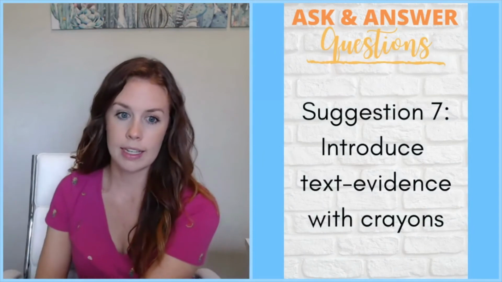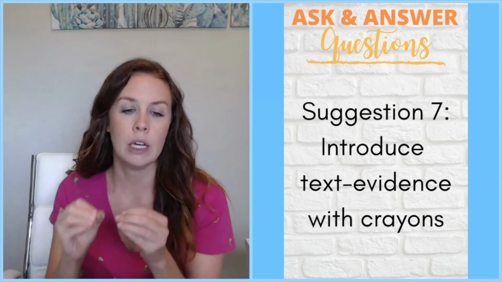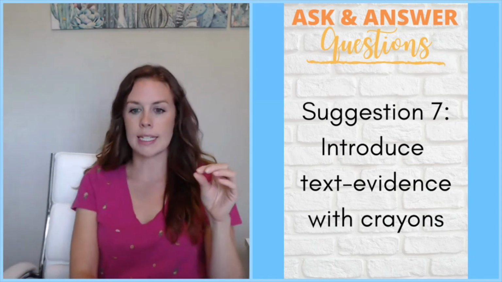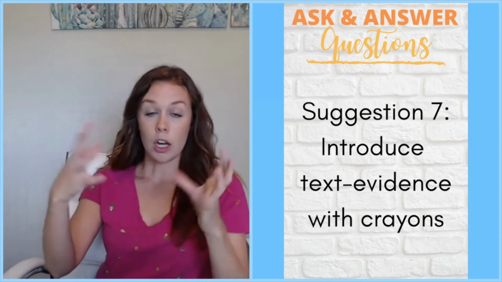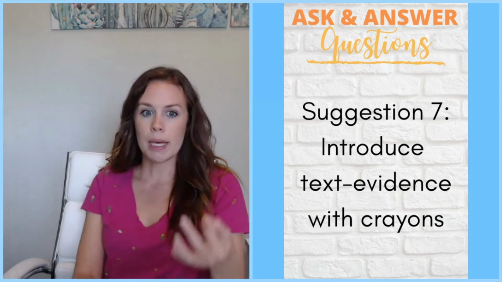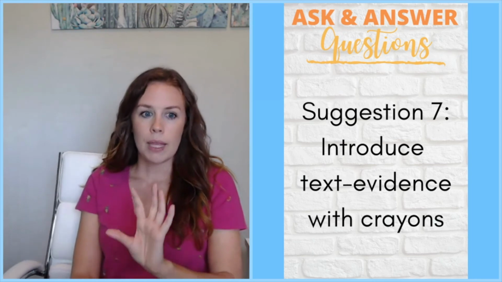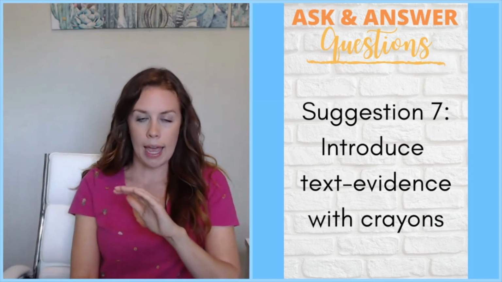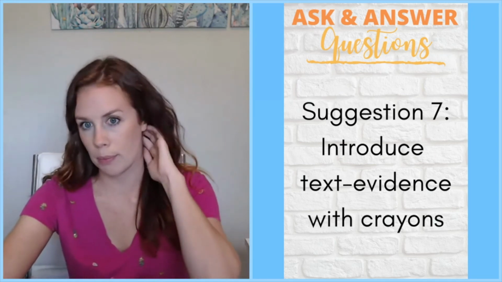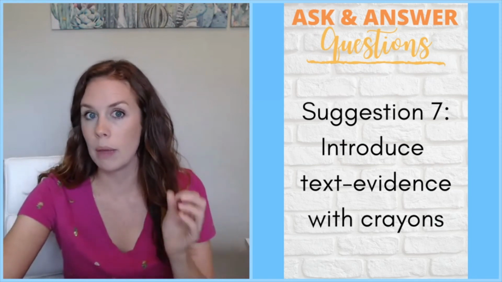Suggestion 7 is to really use the color coding with this skill specifically. So one thing that I've learned is that if you ask kids on a passage to use a crayon to highlight blank, they'll be able to find that text evidence, and that text evidence is what's going to be necessary in this standard to be able to answer questions with proof. So it just depends on how in-depth you're asking those questions. So if they're very simple, it's going to be easier for them to find them in the text.